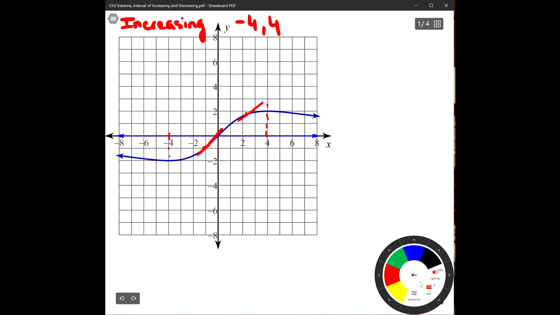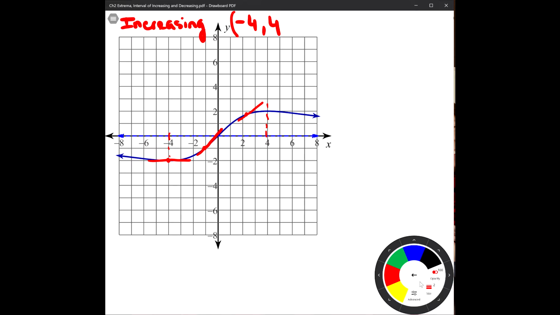And a few of you may be confused about which notation of interval we should use. Is it parentheses or is it brackets? So the answer is, if you pick a point right at -4 and you draw a tangent line, what we see is a horizontal line, and that means the slope of this horizontal line is 0. If it's 0, we cannot say it's increasing. Therefore, we will not include -4 in the increasing interval.